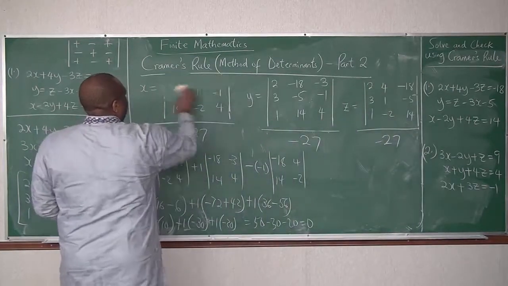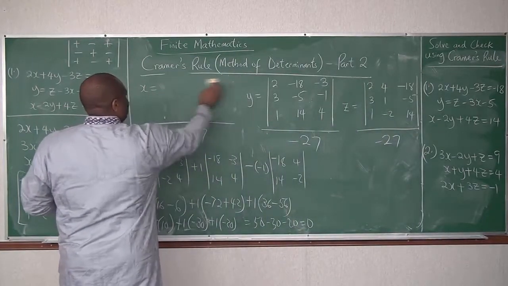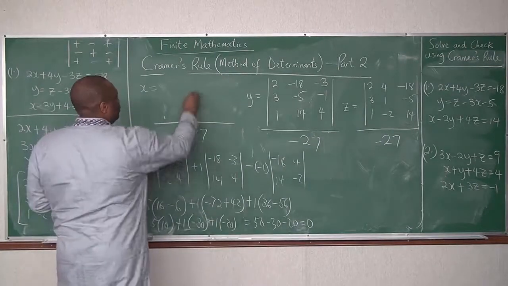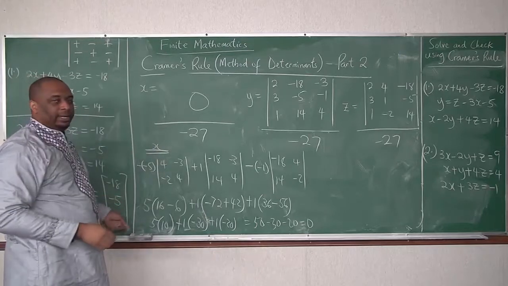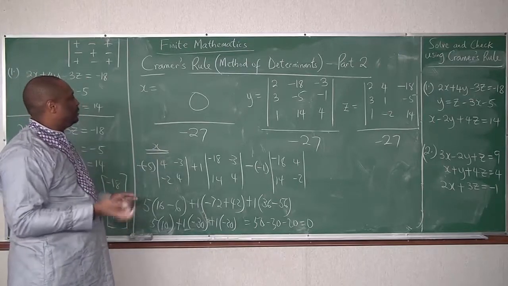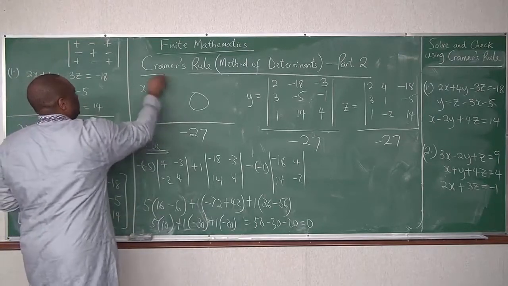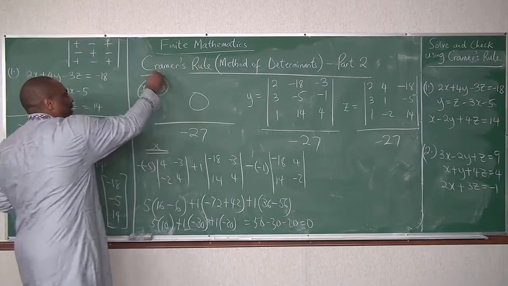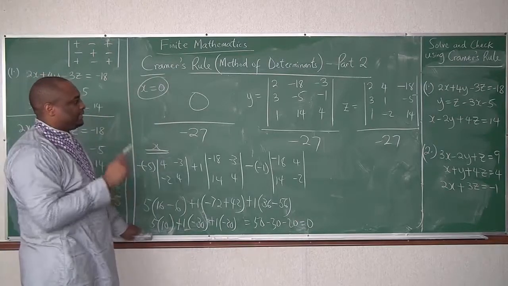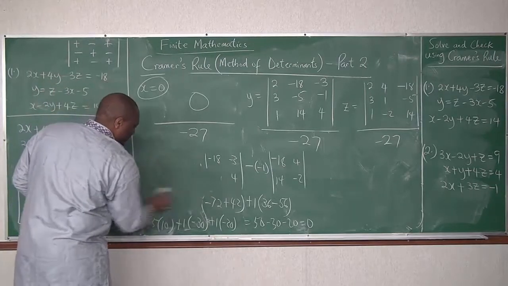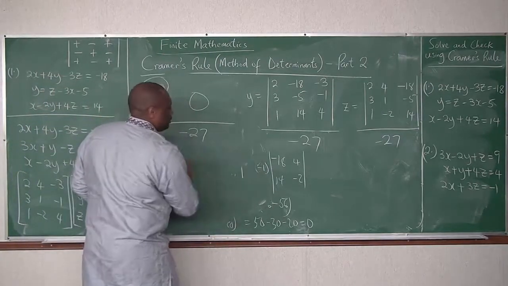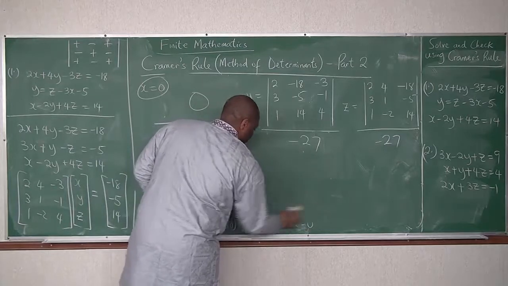So we can come here and say this is 0 over 27. And that gives you what? 0. So x is 0. And that was what we got in the matrix inverse method. But we are still going to check it anyway. It's always good to check your work.